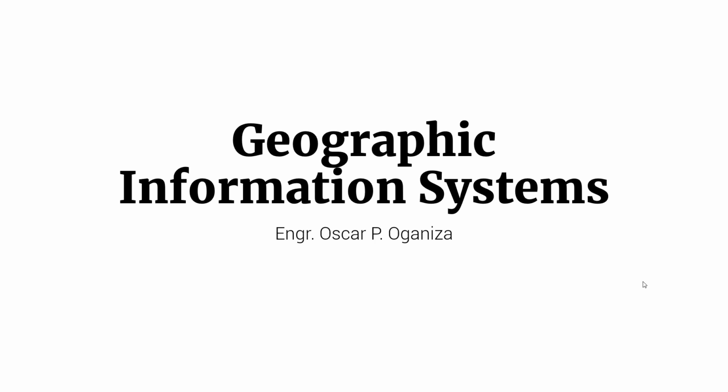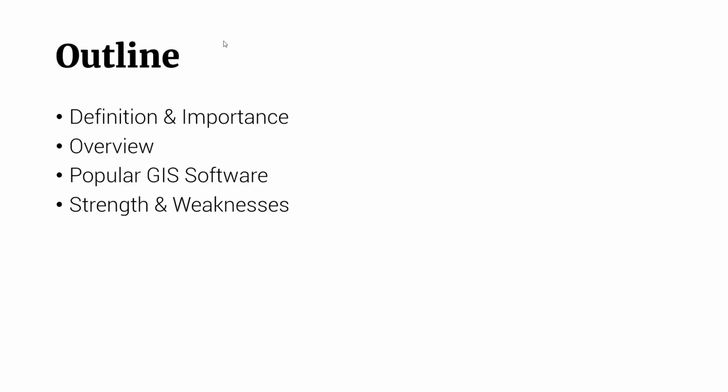Hello, everyone. So, this will be the continuation of our study on emerging technology, specifically the geographic information system. Okay, so let us now see the outline of our presentation. We only have four. Let us define and look for the importance. Why is GIS important? Its overview, some popular GIS software, and the strengths and weaknesses of each popular GIS software.